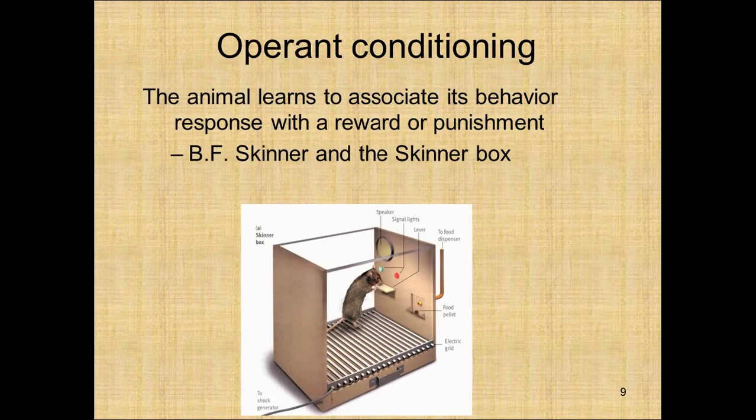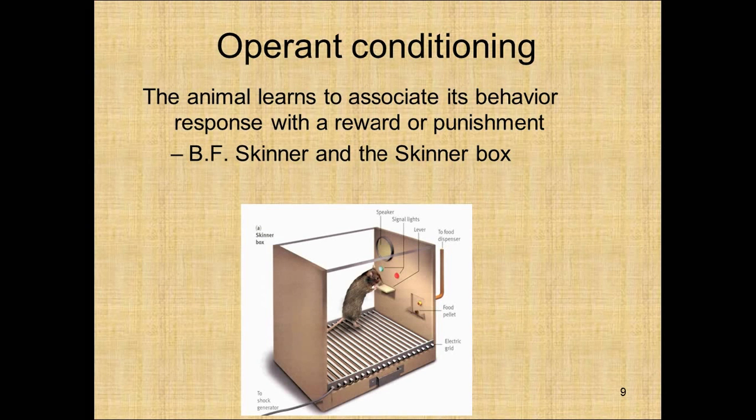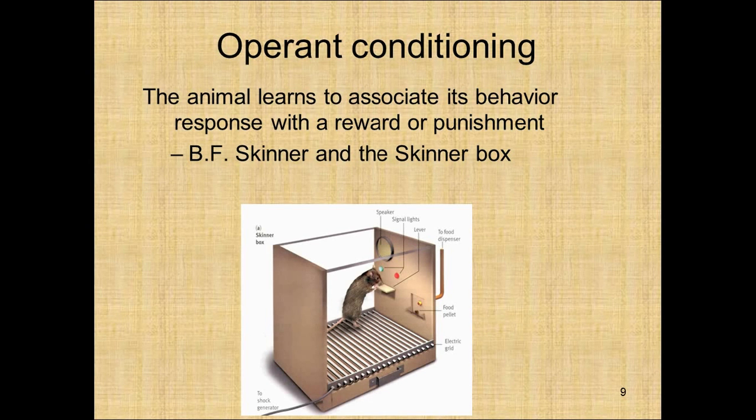The experiment began when a rat was placed in a box. As it explored the box, it would accidentally push a lever and a pellet of food would drop out. Soon it learned that if it pressed the lever, it would receive a piece of food. It altered its behavior to receive a reward.